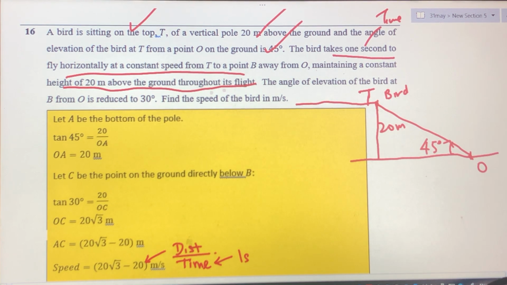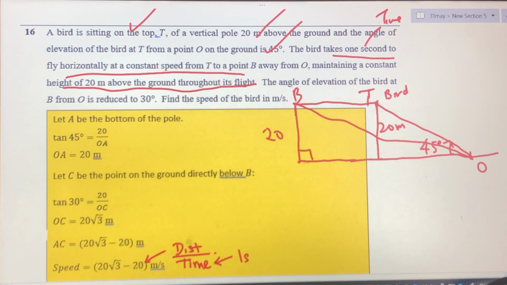Okay, the angle of elevation of the bird from B to O. So B is here. It is reduced to 30. That means now to look at the bird, you don't have to look at so high an angle. By the way, this is a straight line. And then this is still 20. Don't you agree you can do the question already? Okay. How to do? This is 20. This is 20. We can find this length. We can find this length also, because this is 30.